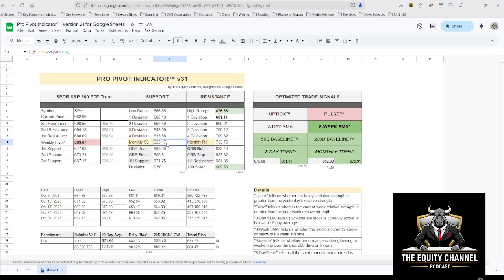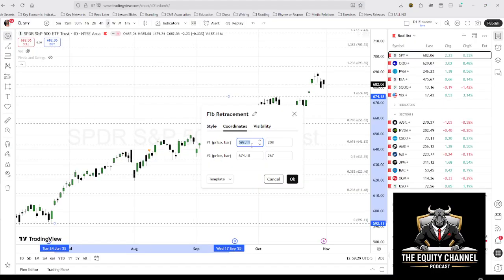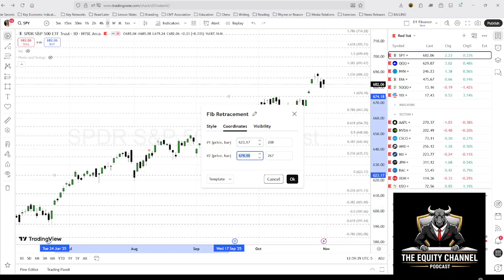Now, 623.17 and 733.75. All right, let me write that down. That is 623.17 and 733.75. I'm going to just plug those numbers right into my Fibonacci's, all right? So 623.17 and 733.75.